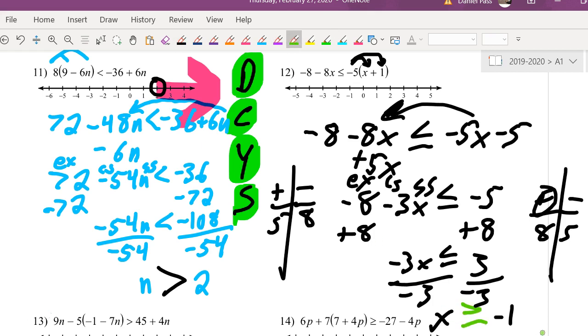Greater than or equal to. Why did I change the sign? I changed the sign because I divided by a negative.